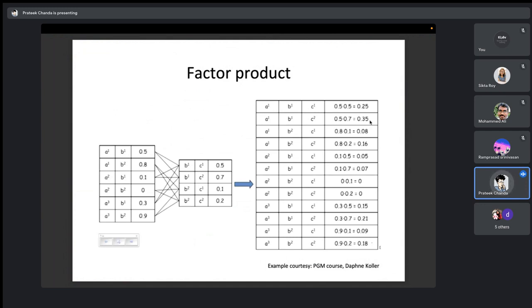So there is a similarity with matrix multiplication also. Why? Because let's say you have three matrices x, y, z. x is of dimension m cross n, y is of dimension n cross p, and z is of dimension p cross q.